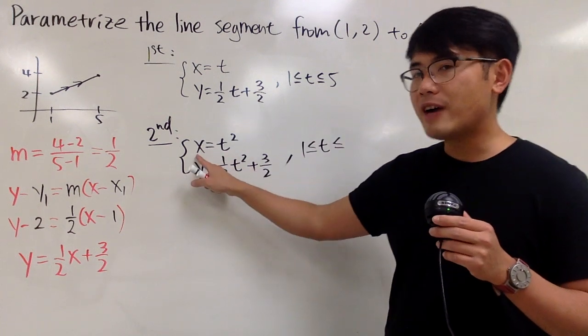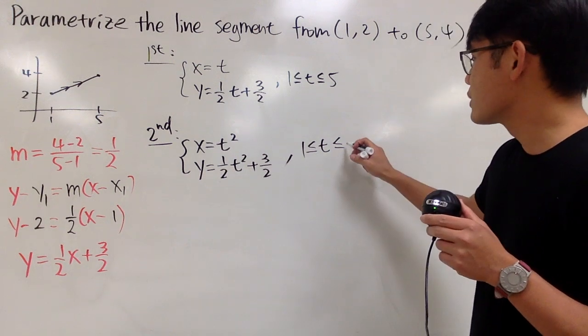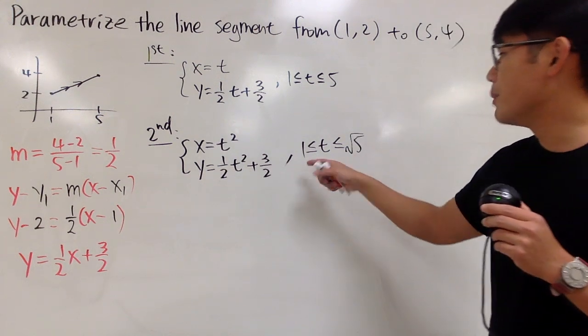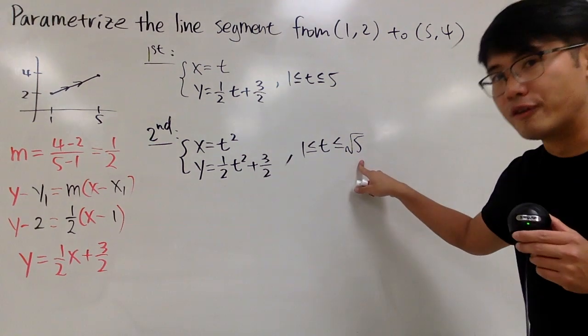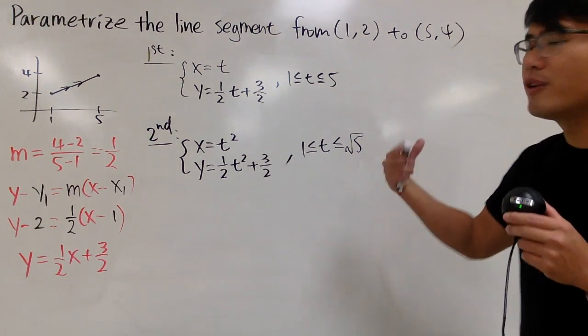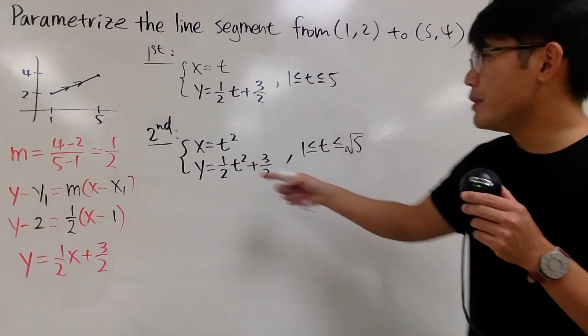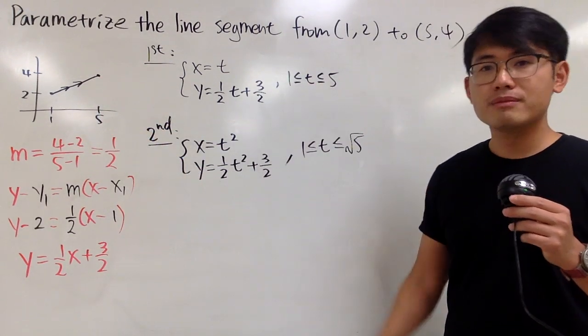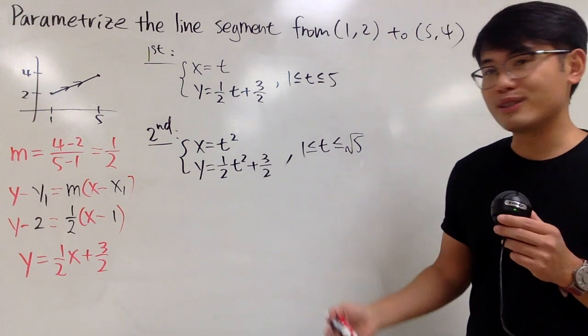And of course, if you put 5 right here, you take the square root, we get square root of 5. And now that's how we figure out the time interval. T will be going from 1 to square root of 5. So it's going faster, right? Because you will be going from here to here in a shorter amount of time compared to this. So maybe it's better.